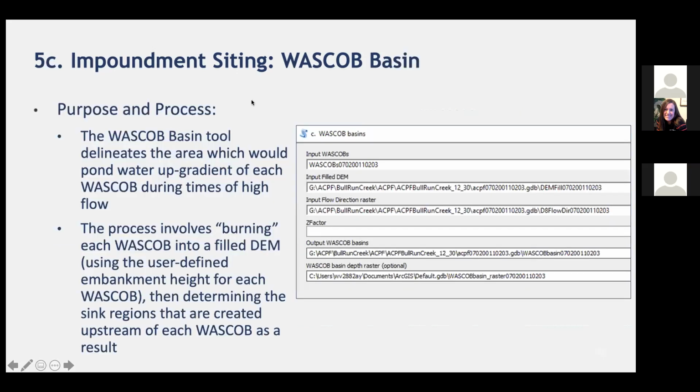And then you can see other information associated with those embankments. The second part of this tool is identifying the ponding water that would back up behind that embankment. And so this tool is getting at the basin of the WASCOB. So it's delineating the area that would pond water up gradient of each one of those WASCOBs during times of high flow. So this process essentially involves burning each WASCOB into a filled DEM and then determining that ponding or sink region that's created upstream of each of those WASCOB embankments.